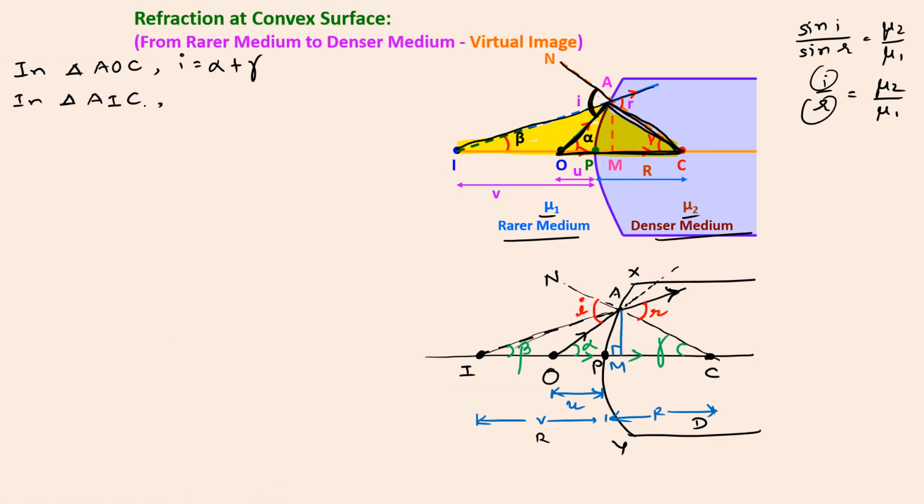Most of these you are going to take AOC and AIC. Remember this also: AOC and AIC. Angle AIR is equal to beta plus gamma.